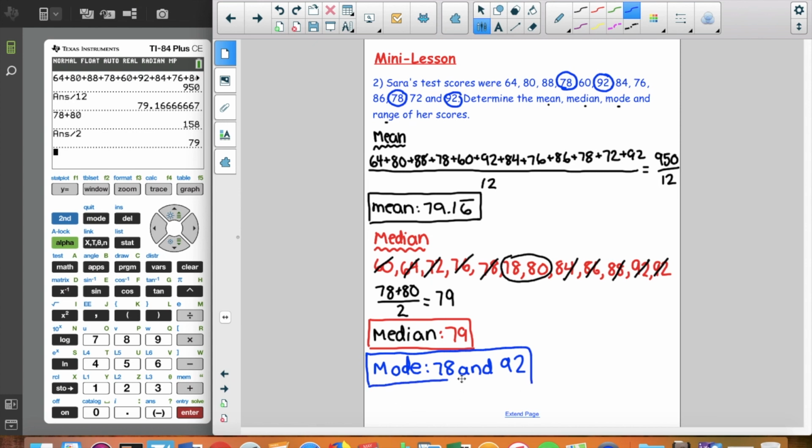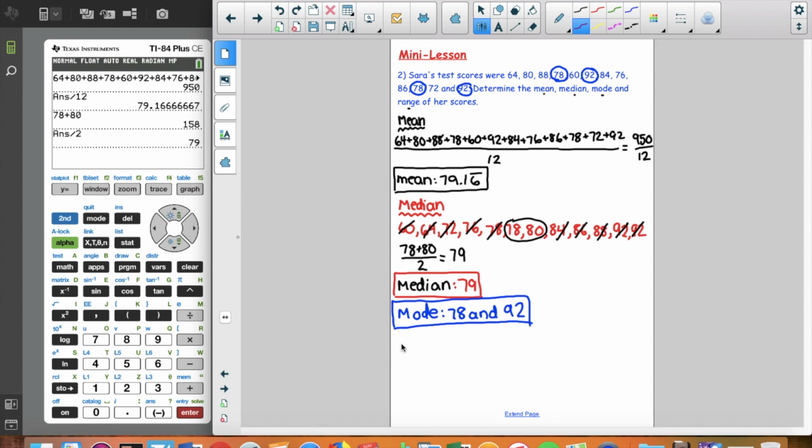Okay, lastly, let us find the range. So to find the range, you do the biggest number minus the smallest. The biggest number here is 92. The smallest number here is 60. So if you were to subtract these two, you would get 32. So that tells us that the range is 32.